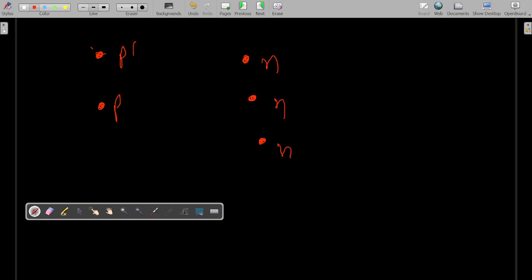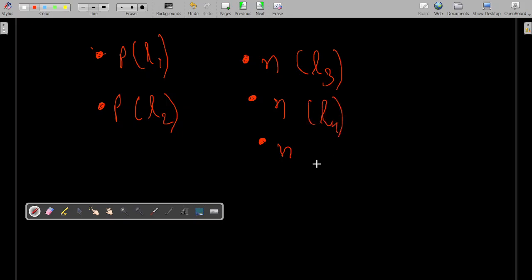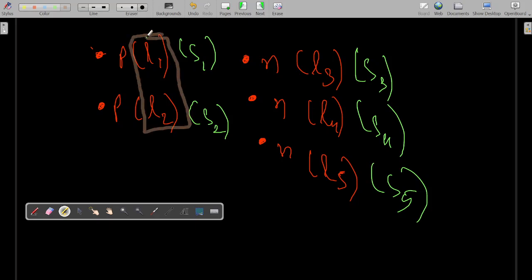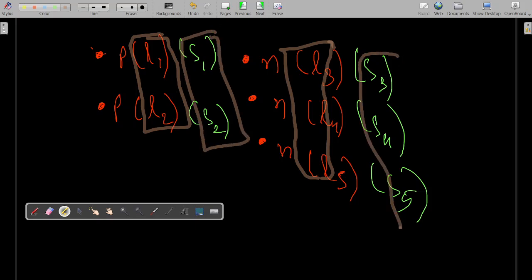Okay, and suppose again we have the same situation. It has orbital angular momenta L1, L2, L3, L4 and L5, and again spin angular momenta S1, S2, S3, S4, S5. These are the spin angular momenta, right? What did you do in LS coupling? In LS coupling you added these and these, and then you added these and these, and after that you took the L vector plus S vector.